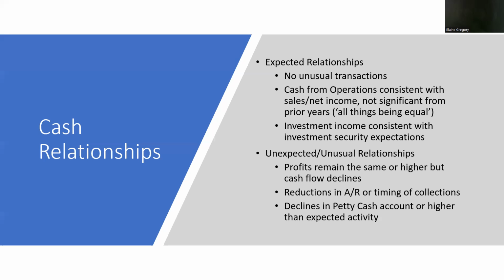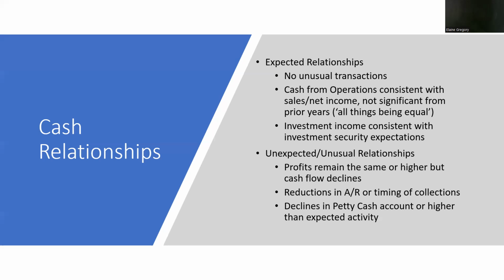Some unusual relationships that really do need research is if profits are remaining the same or higher, but cash flow declines. There may be an explanation for that. For example, we may have obsolescence in certain inventory items, and we're discounting those, which results in a cash flow decline.